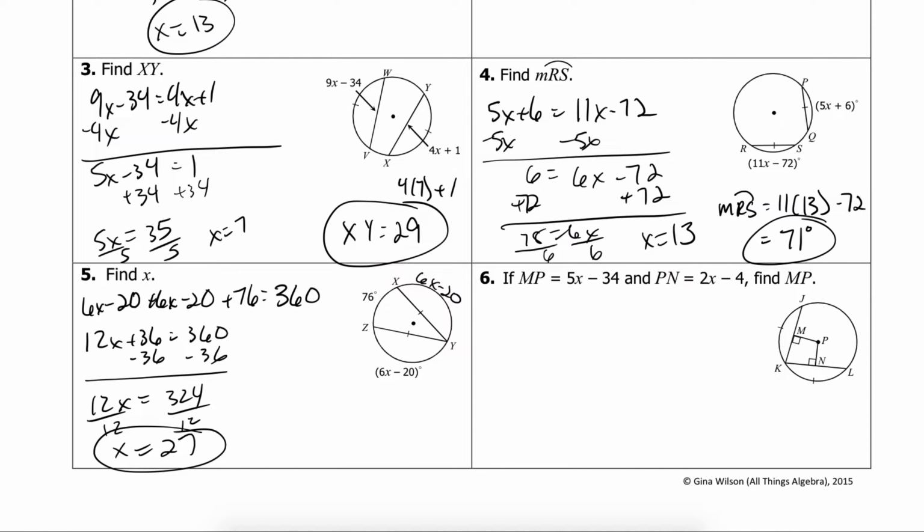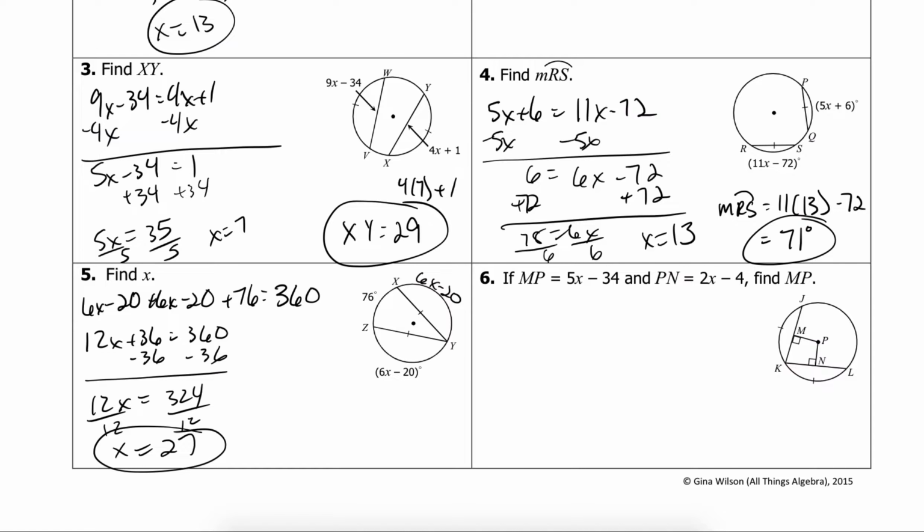Okay, number 6 says MP is 5x minus 34 and PN is 2x minus 4. Find MP. Okay, so let's look at this picture and see what we can notice. Do you notice how the arcs are equal? Since the arcs are equal, therefore the chords are equal.